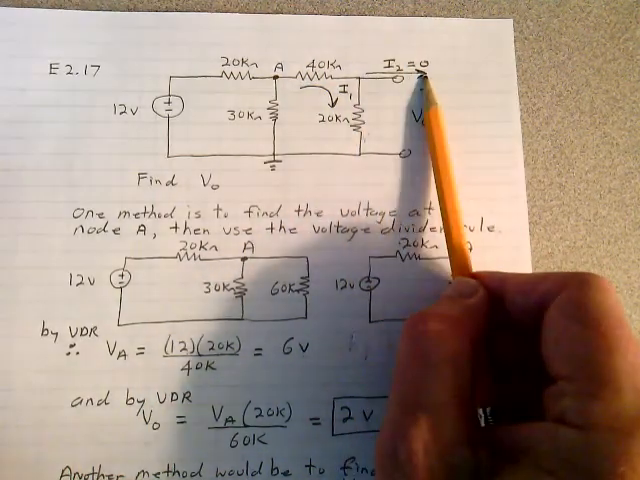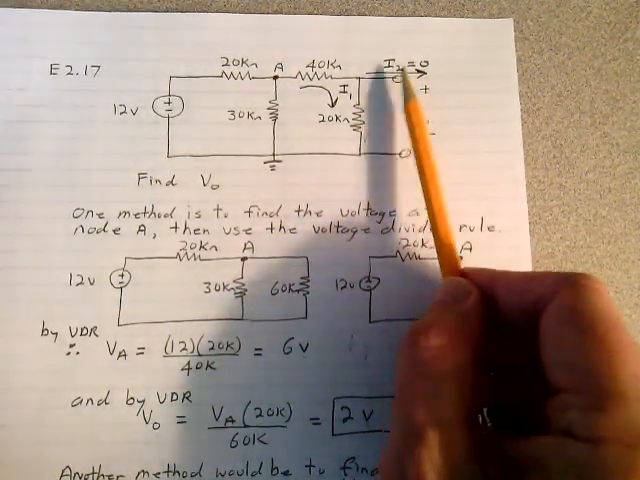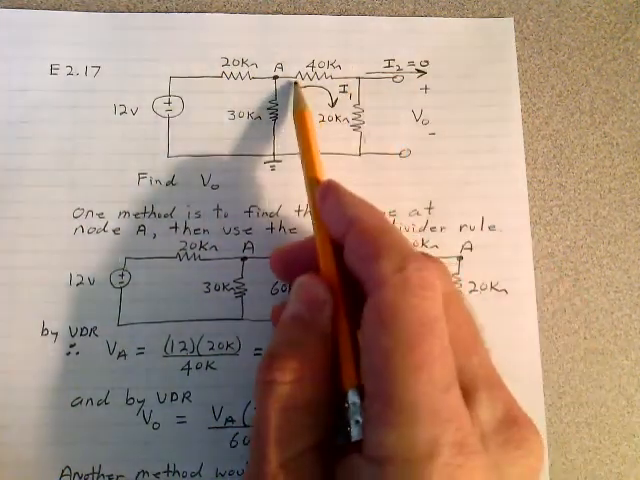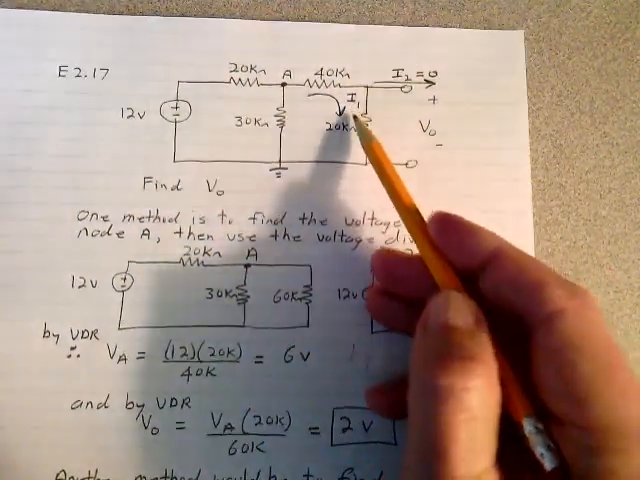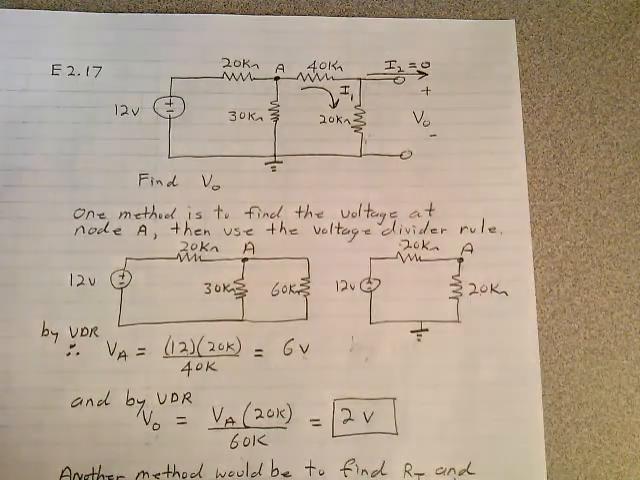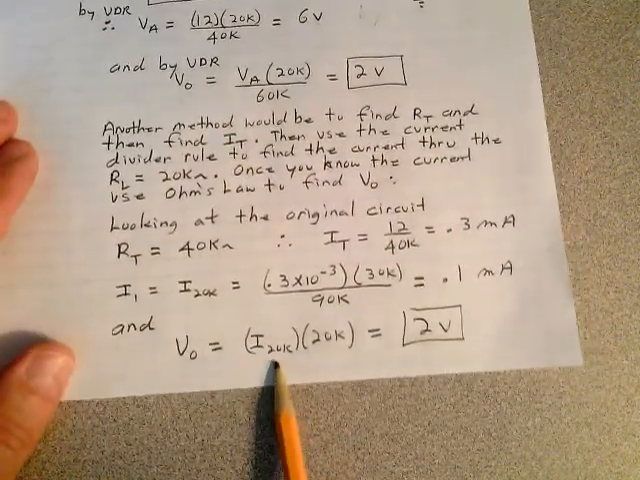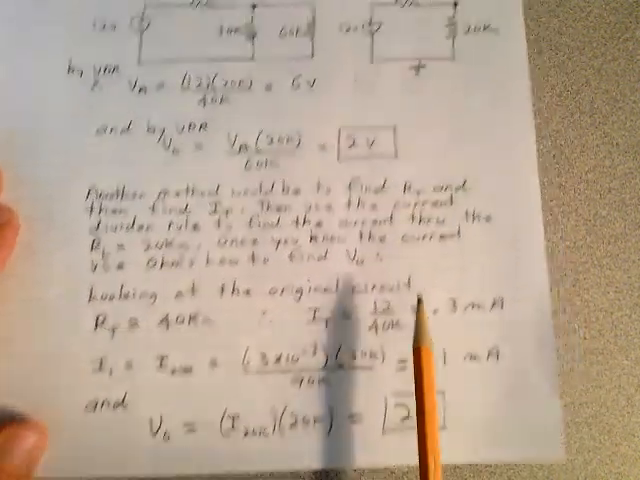And then using Ohm's law, if you have 0.1 milliamps coming out this direction, well, it can't go out here. I mean, this current's zero. It's an open circuit. This current is zero flowing. So all the current flowing through the 40k ohm resistor has to come down through the 20k ohm resistor. And that's what we're interested in. So you use Ohm's law here, you get 2 volts. You get 2 volts either way.